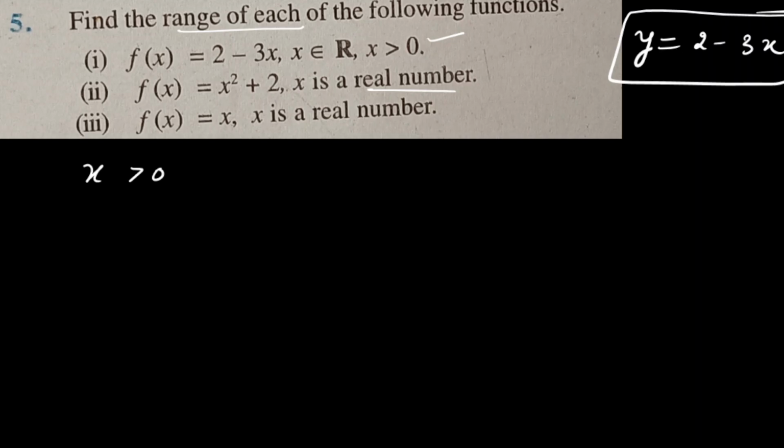Right. So y is equal to 2 minus 3x; this f(x) I have just written as y. I need 2 minus 3x. We are given that x is greater than 0. Now I need minus 3x.